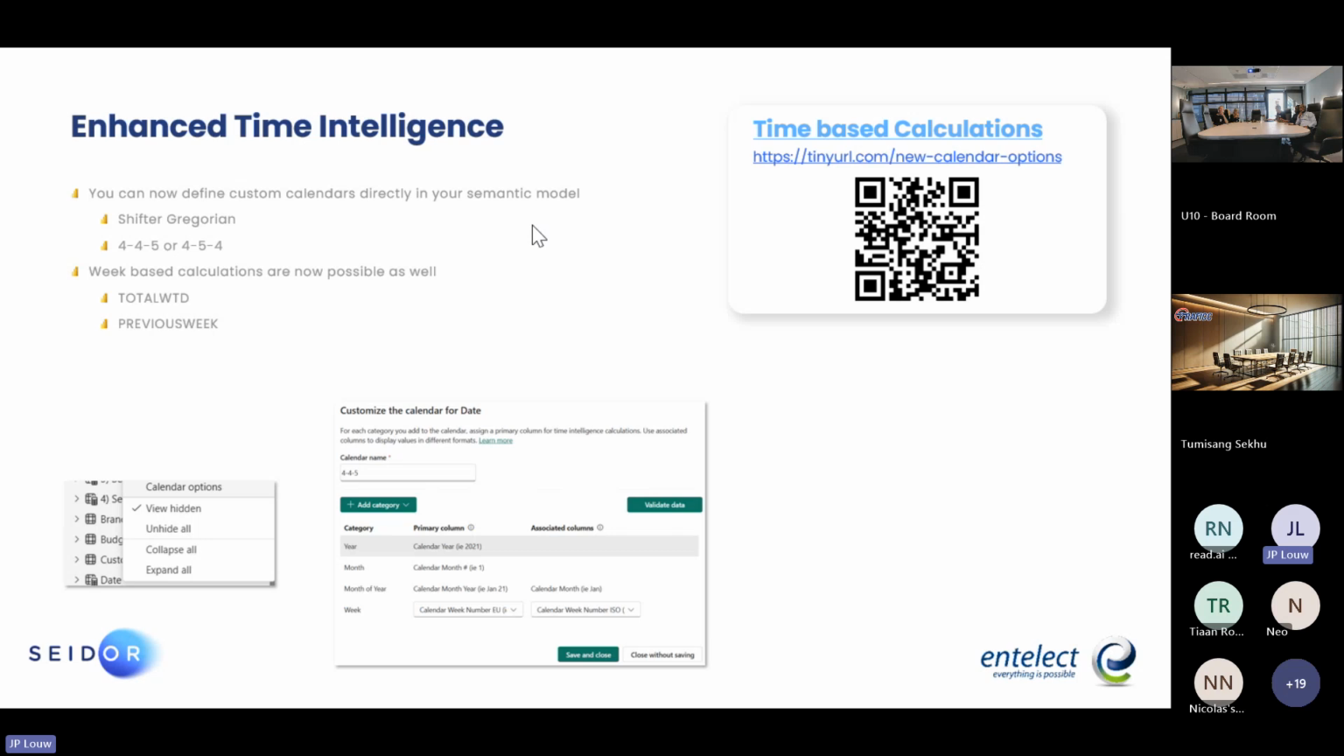Then the third one is enhanced time intelligence. As we know, your calendar is about the most important part of your data model or semantic model, and they've enabled some additional time intelligence where you can define your actual new time calendars. You can create a shifted Gregorian, a 445 or 454 calendar, especially if you're in retail. There's also a link up there on the top where you can go into more detail to see how you actually apply it, but that is a very good use case for the time intelligence.